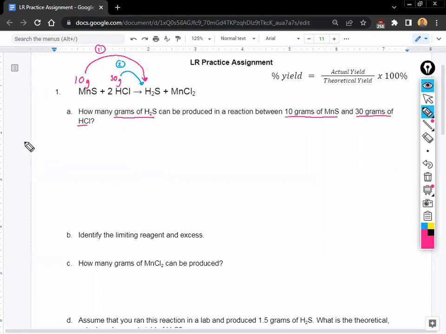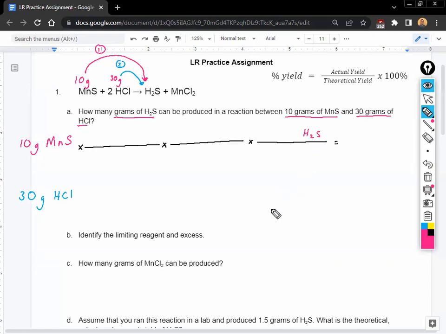Okay, so our starting number here is going to be 10 grams of MnS. Like we said, we have two different starting numbers, 10 grams of MnS and 30 grams of HCl. We're going to focus on the first one right here. Same thing as normal: we're going to set up three different fractions. And if you notice, you're looking for grams of H2S, so we're going to put H2S on the very end.